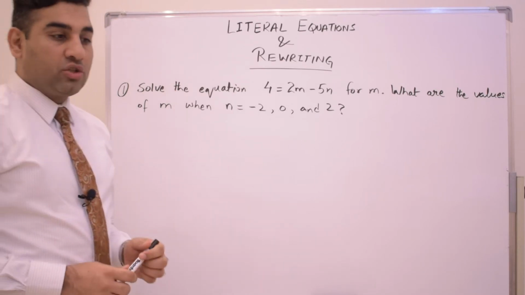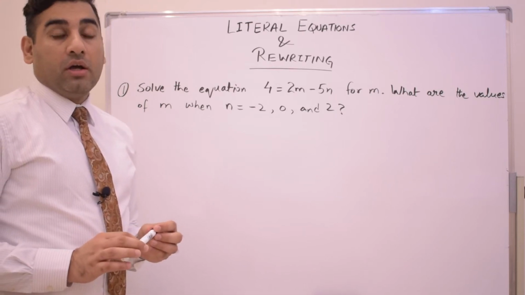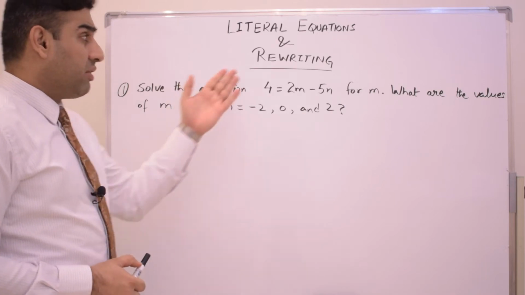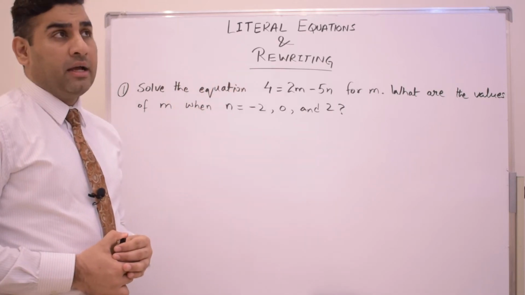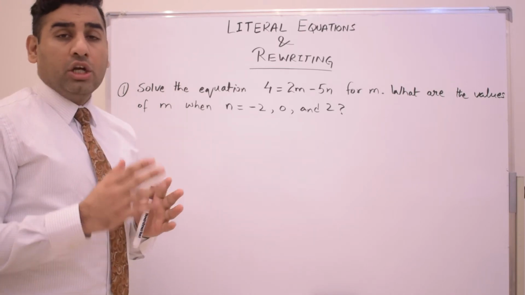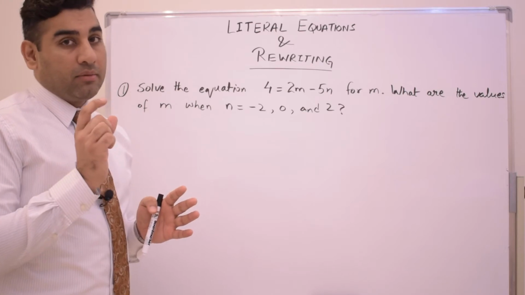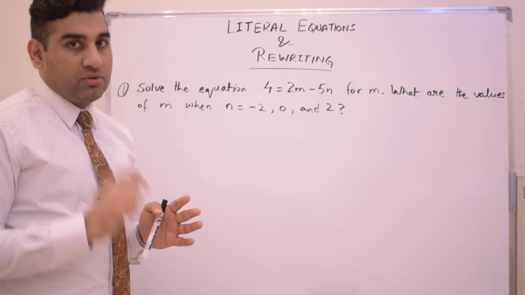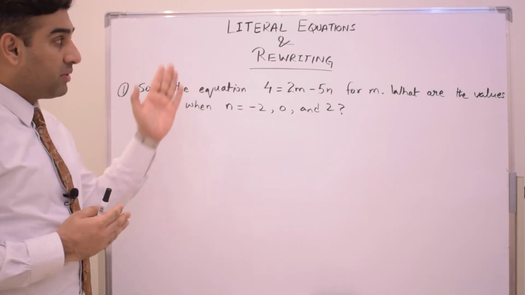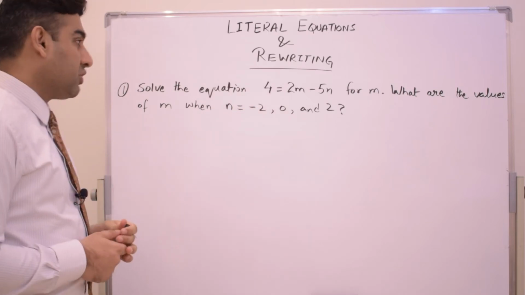My dear students, a literal equation is an equation which involves two or more variables. Rewriting means that in one equation, if there are two variables, you rewrite it to make any variable the subject. Have a look at this question, and I will perform the rewriting of the literal equation in it. So let's begin.